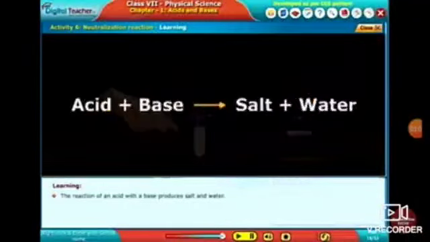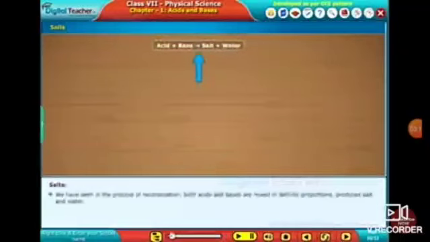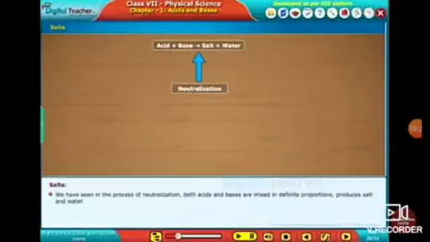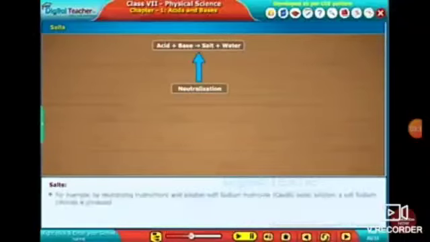The reaction of an acid with a base produces salt and water. Salts. We have seen in the process of neutralization, both acids and bases are mixed in definite proportions, produces salt and water. We also know that the reaction between an acid and a base is known as neutralization.